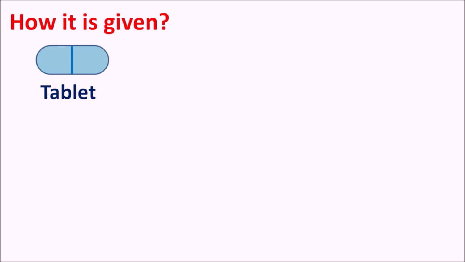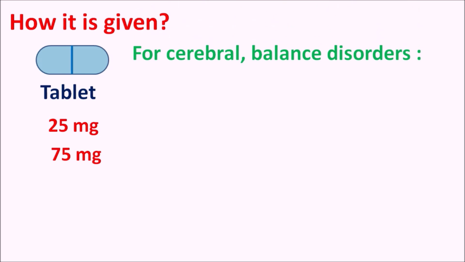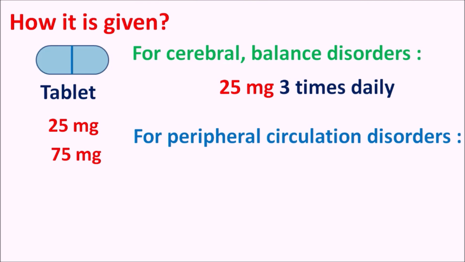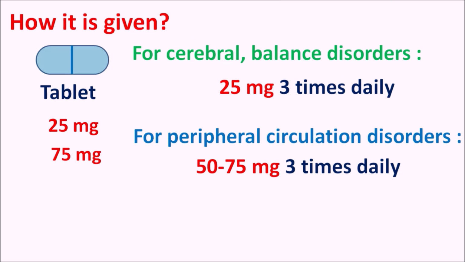How it is given? This drug is available as tablet at 2 strengths, 25 mg as well as 75 mg, and it is also available as oral suspension. The tablet is a widely used form. For the management of cerebral and balance disorders, this drug is given at a dose of 25 mg administered 3 times daily. But for peripheral circulation disorders, this drug is given as 50 to 75 mg given 3 times daily. So for peripheral disorders, the dose is increased in order to produce significant peripheral vasodilatation. But nowadays, this drug is more preferred for central disorders such as cerebral and balance disorders.